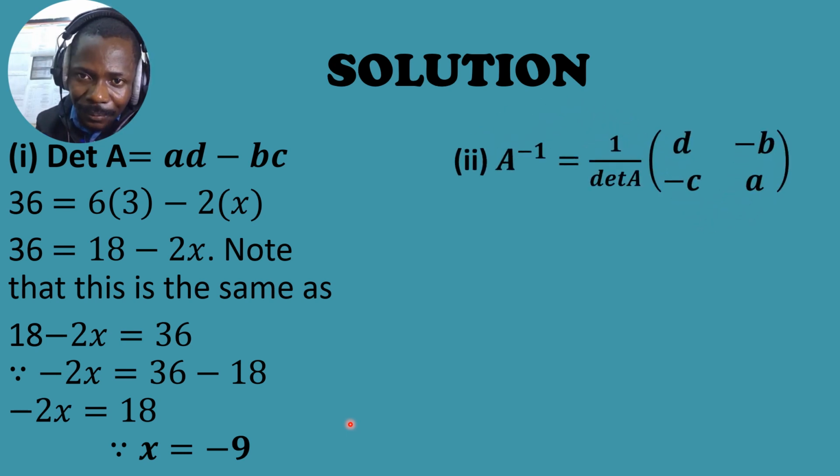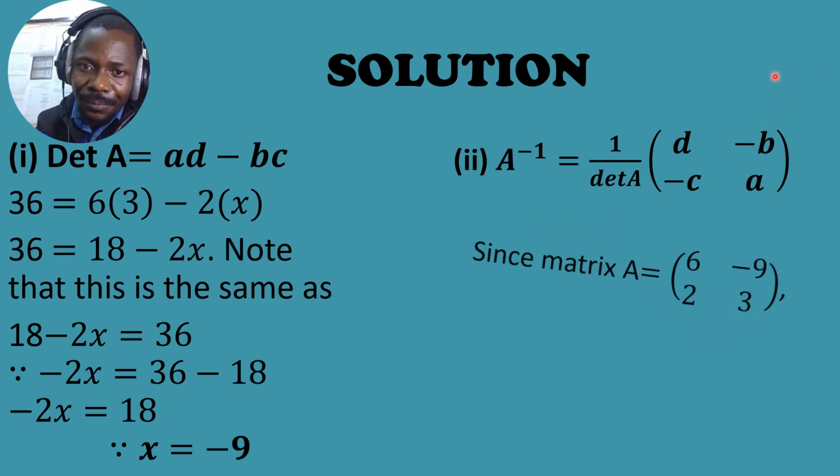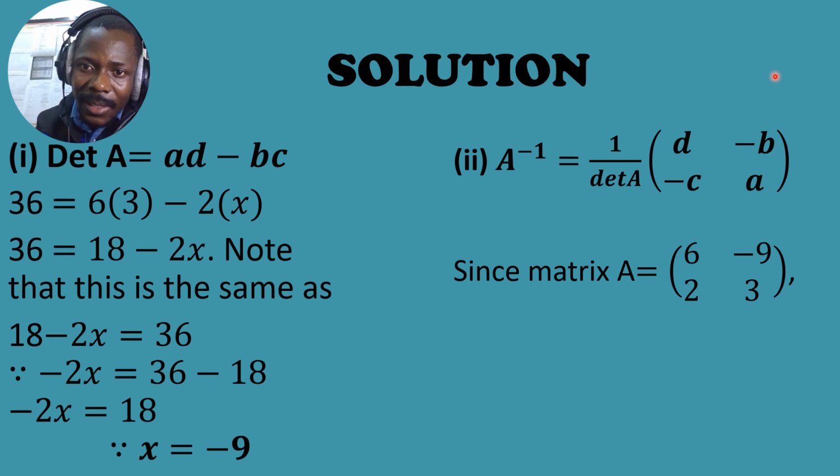All right. Now, part 2 of the question is requesting us to find the inverse of the matrix A. So the inverse of the matrix is given as 1 over determinant. Elements in the major diagonal swap positions. Elements in the minor diagonal change signs. Okay, so since we found the value of x, we can just substitute that x in our matrix. So we're going to have our matrix as 6, negative 9, 2, and 3 there.